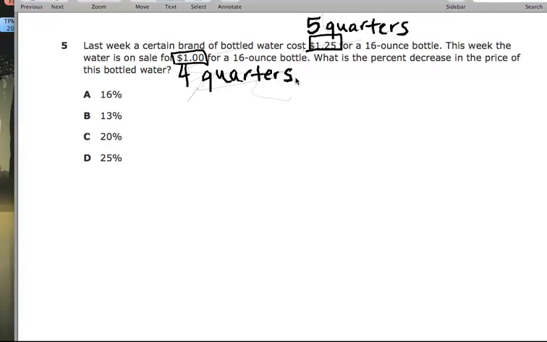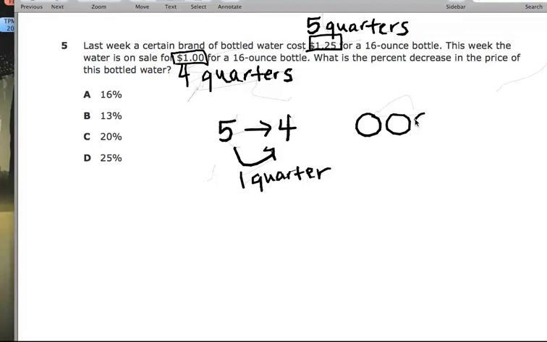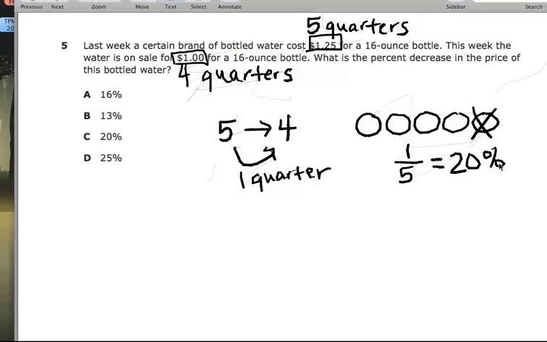So here, I need to figure out what was the percent decrease. So I am going from 5 quarters down to just 4. And the amount that I actually lost is 1 quarter. So I'm going to show you this in terms of a picture. Here's my 5 quarters, the price of last week, and this week, one of those quarters is gone. So 1 out of 5 quarters disappeared, so my percent decrease is going to be 1 out of 5, which I know is equal to 20% decrease. So my answer choice here is C.